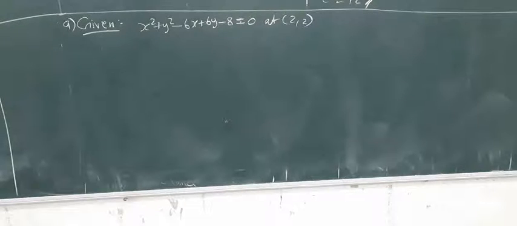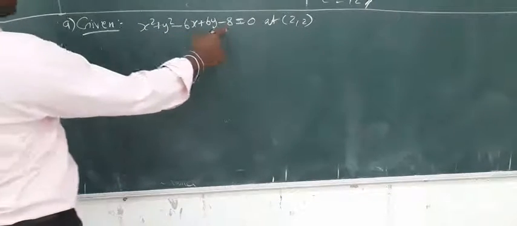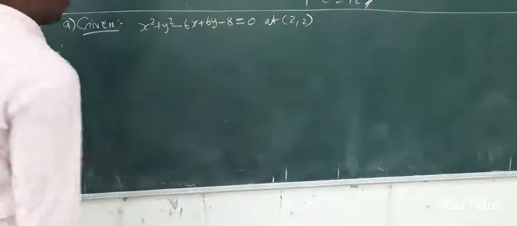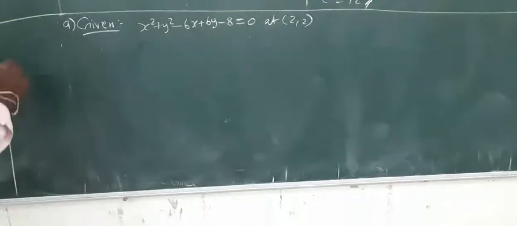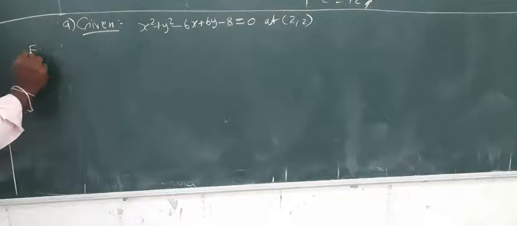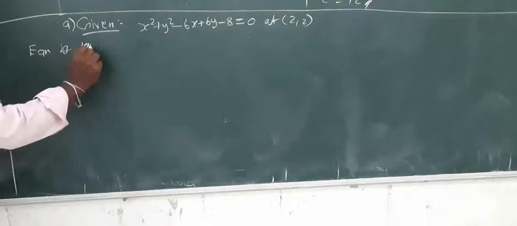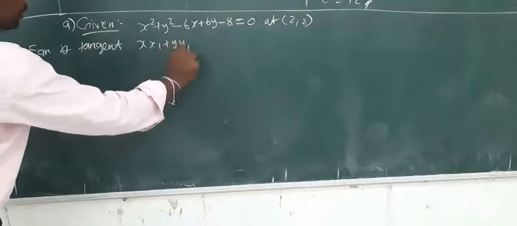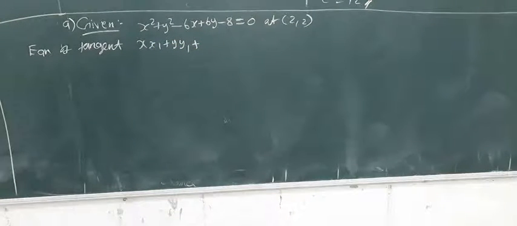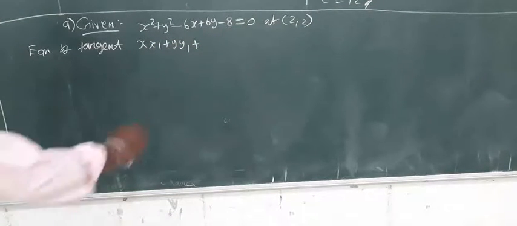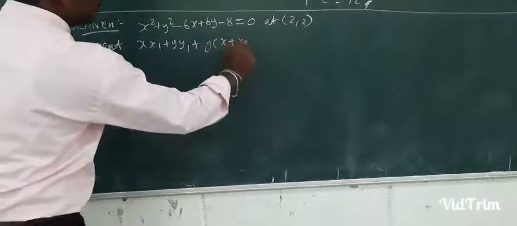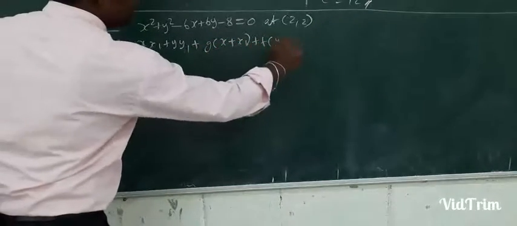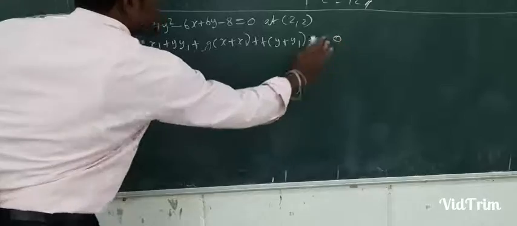Question number 9. Find the equation of tangent and normal to the circle x square plus y square minus 6x plus 6y minus 8 equal to 0 at 2, 2. That is x1 and y1. First you write the equation of the tangent. It is x x1 plus y y1. Can you remember that? Then g of x plus x1 plus f of y plus y1 plus c equal to 0.